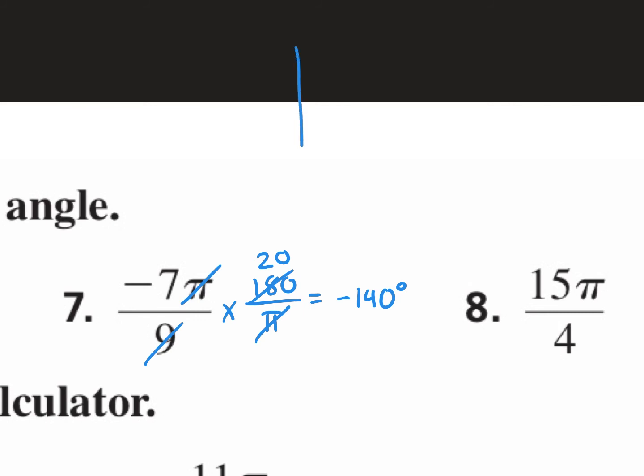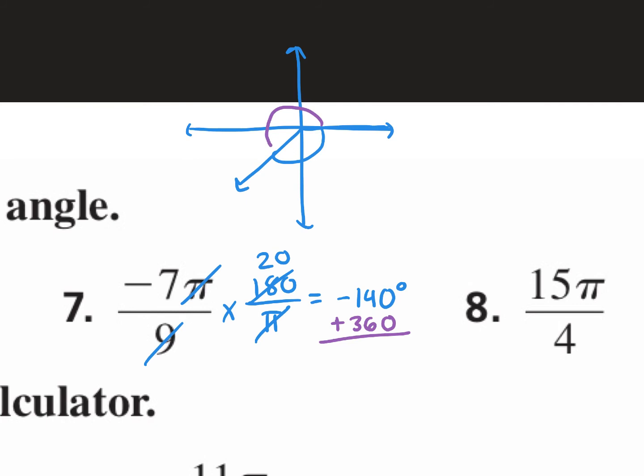But we want to work with a positive angle. Here, negative 140, if we start at our initial side and go down negative 140, that puts us over here. But we want to figure out what the positive version of this is. How do we find the positive coterminal angle here? Add 360. So we add 360 to negative 140, and what do we get? 220. So 220 puts us in the third quadrant, just like we said.